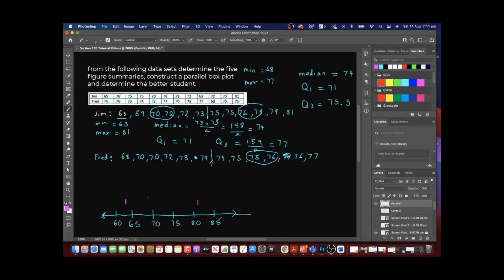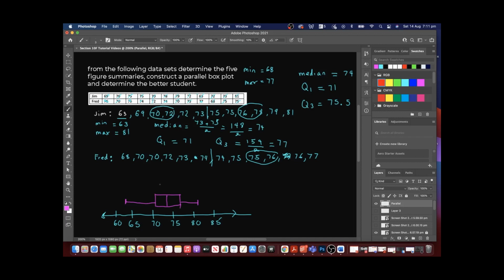After that, we have our median, which is going to be 74. So let's put that here. And we'll put in our quartile 1, which is going to be 71. And our quartile 3, which is going to be 77. Now these are pretty rough guesses, but for your one, just make sure you're doing a better job than I am when it comes to the scale and being more accurate with where you're placing everything.